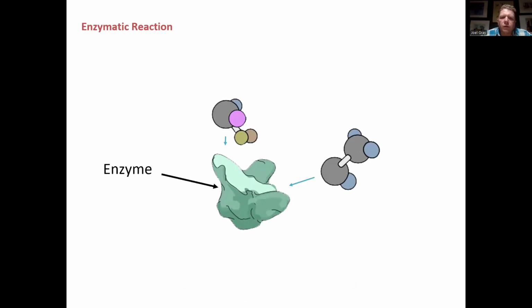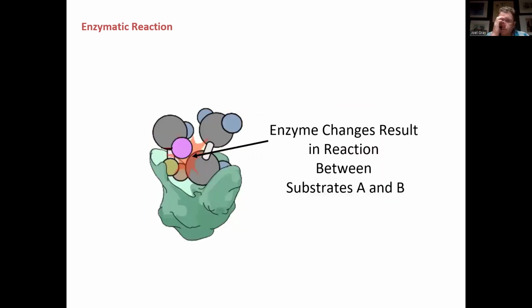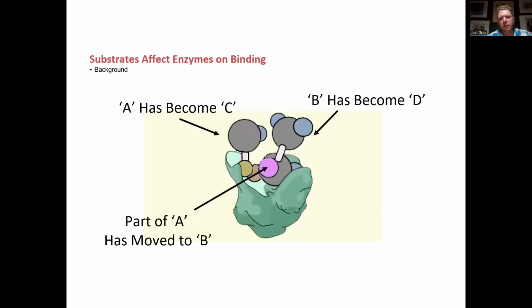Now, in an enzymatic reaction, it's pretty reasonable to say that you might have substrate A and substrate B. So there are some enzymes that have multiple substrates. When these two substrates bind, you have what we'll refer to as the ES complex. When that ES complex forms, your enzyme changes, and that's going to result in a reaction between substrates A and B. Your ES complex, denoted by this little star, is where that reaction is taking place.